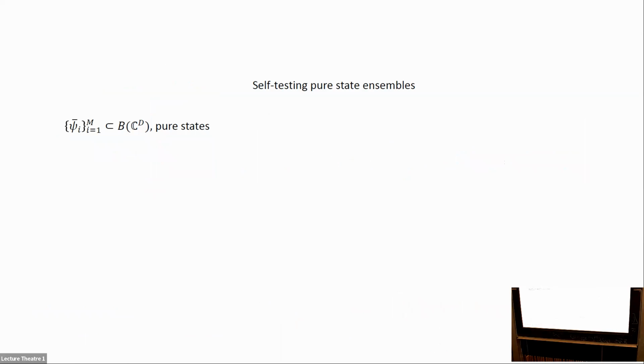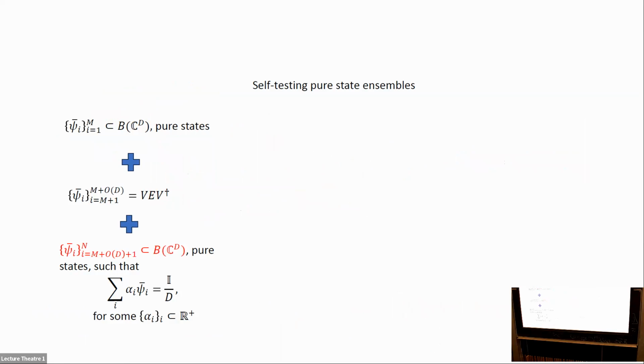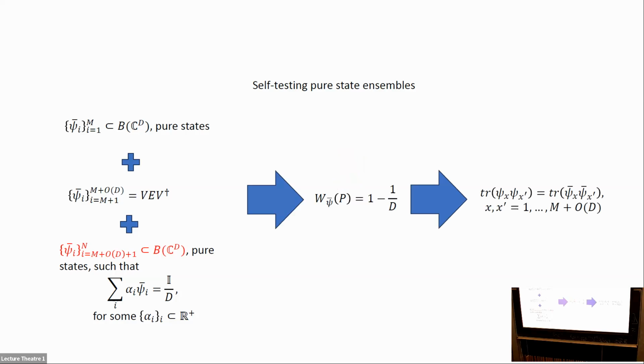Okay. So now, how do you self-test? How do you self-test pure state ensembles? You give me some set of pure states that you want to self-test, and what I'm going to do is add this set E of states, but I'm going to rotate it with a random unitary to make sure that this condition is satisfied. Now I'm going to add some other states such that there exist some positive numbers such that this holds. And once I'm there, then of course I construct the witness, and if the witness is maximized, then you get that the overlaps are the same, and by this version of Wigner's theorem, we know that there exists a unitary that is relating them. So you see, it's not that complicated.